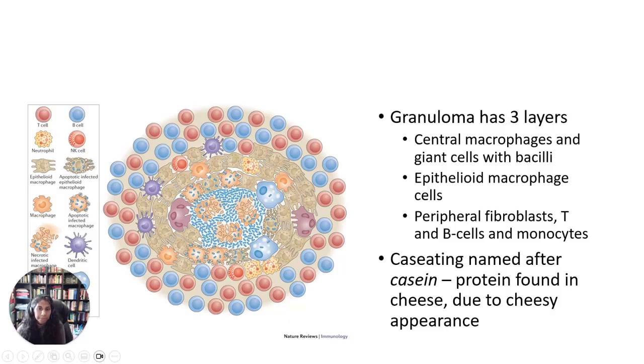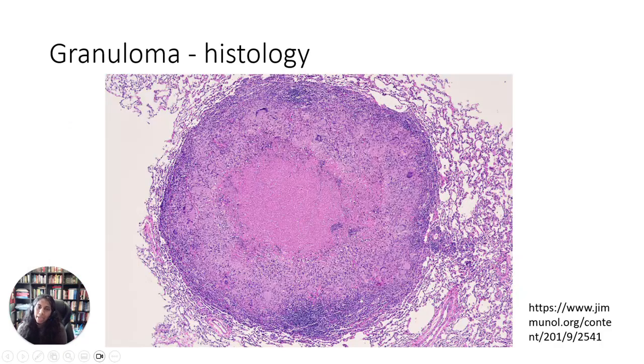caseating necrosis. When we look at the tissue under the microscope, this is a slide showing the histology of the granuloma. At the very center, the darker pink, you can see the caseating necrosis there. And then the second layer are those epithelioid cells. And at the very periphery, with those purple cells, those are the fibroblasts, T cells, and B cells.